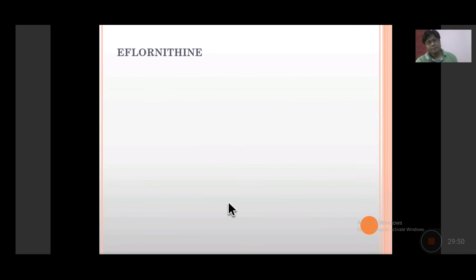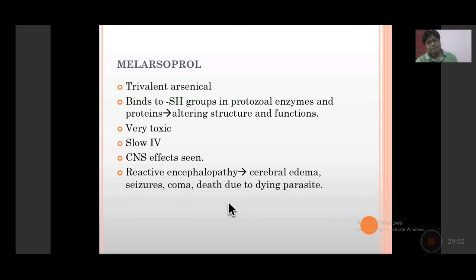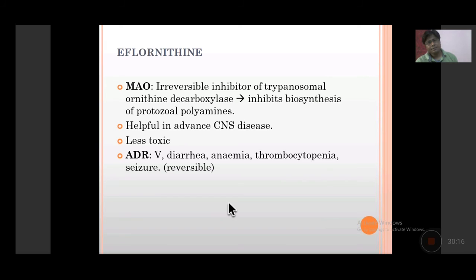Melarsoprol is another drug, a covalent arsenical agent, and it binds to the SH group in protozoal enzymes, altering their structure and function. It is quite a toxic drug. Slow IV infusion is required. CNS effects are seen, like reactive encephalopathy, cerebral edema, and coma. Not so important drugs to remember. Again, this is just a name. Eflornithine, if you remember that it is used in treatment of trypanosomiasis, that is enough.